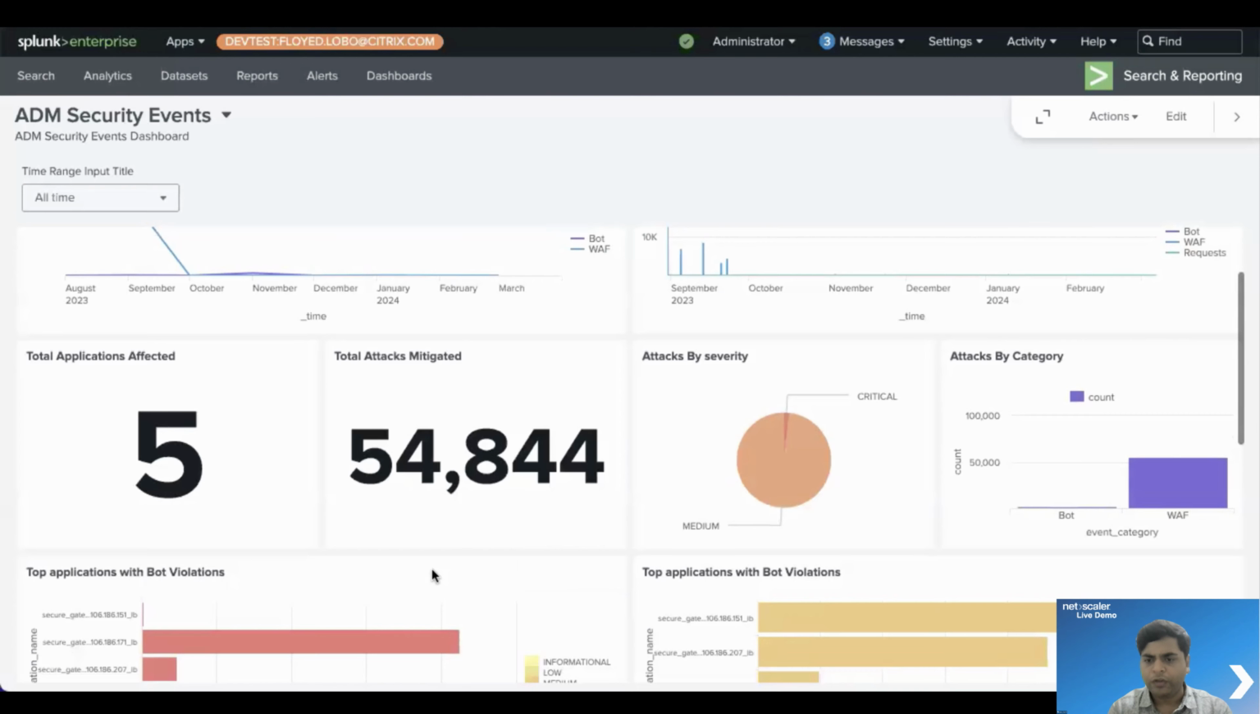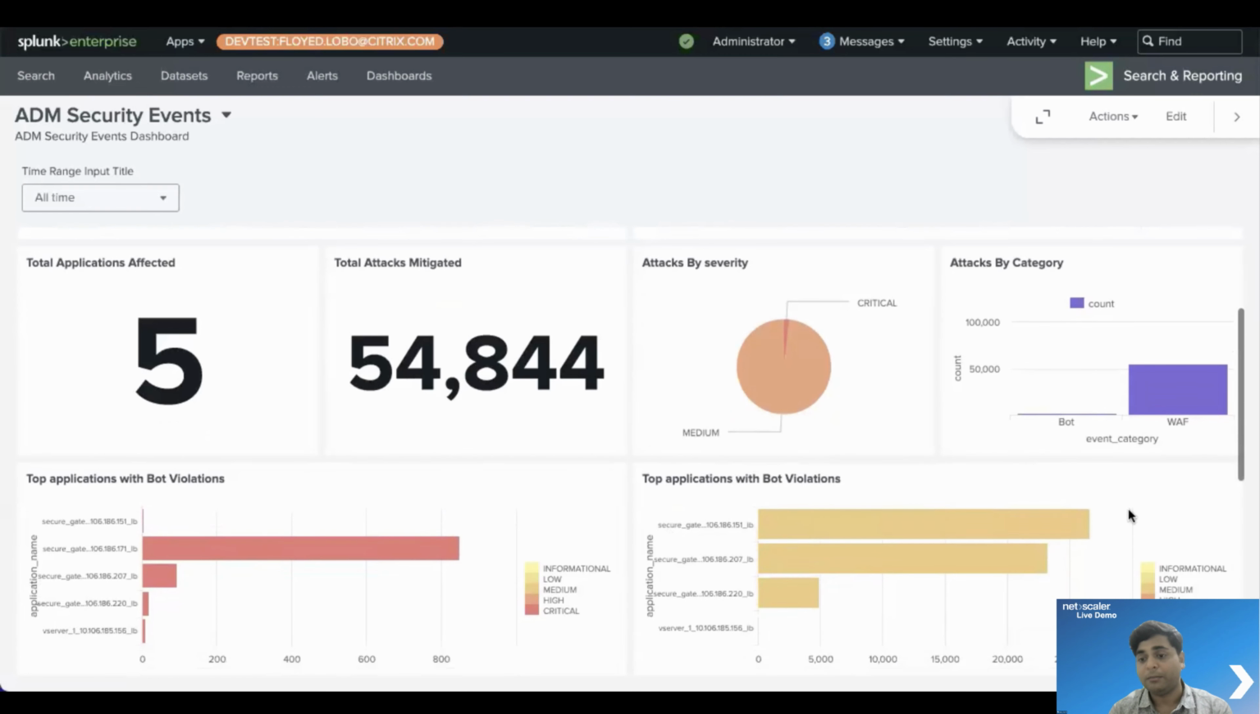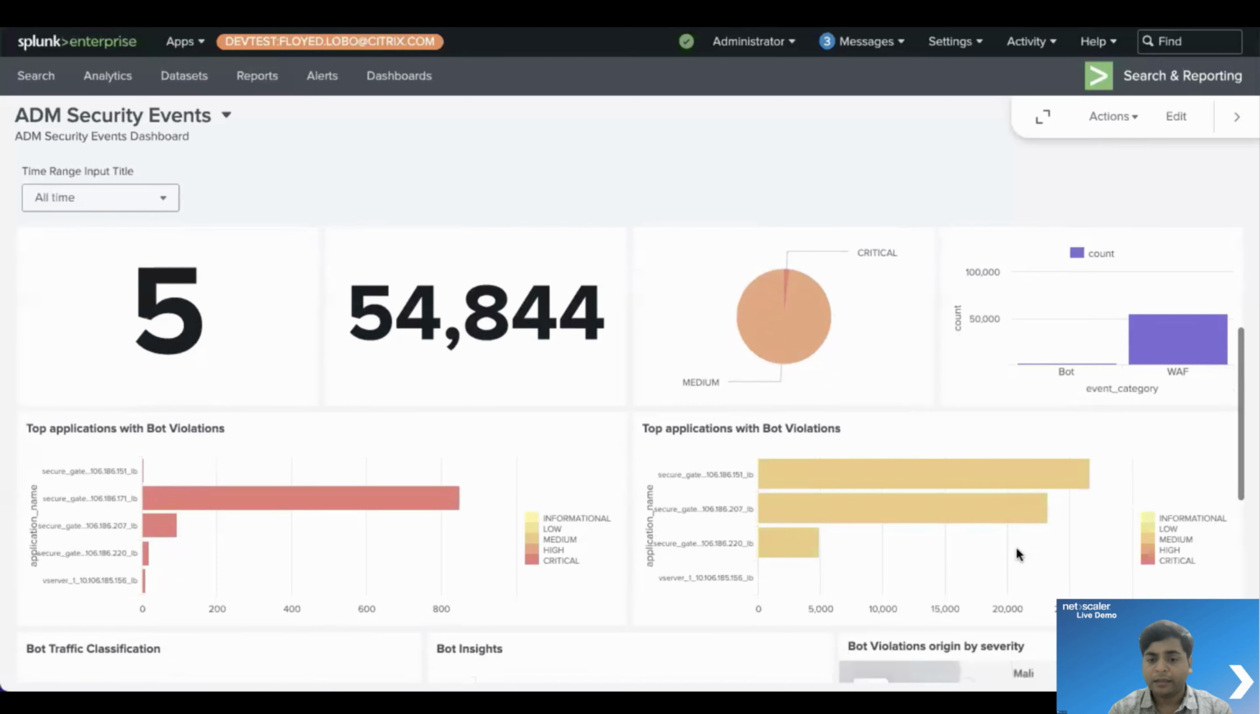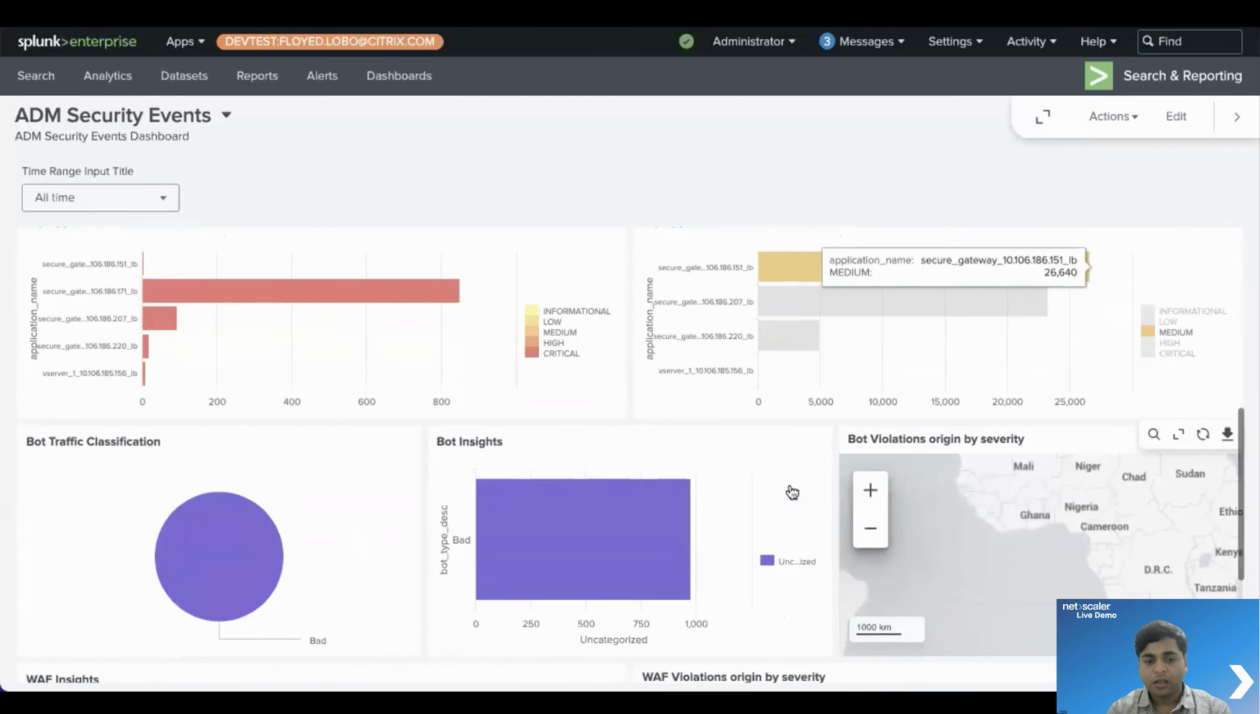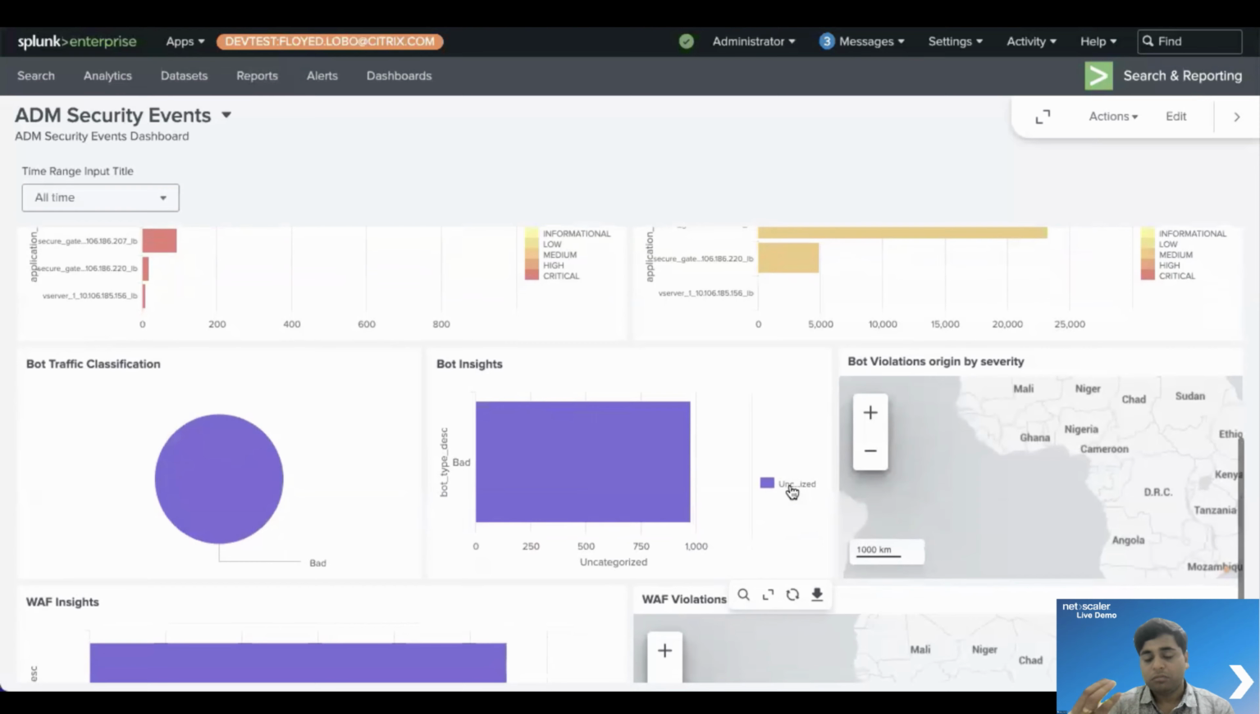And here we are providing the information on what are the different attacks which have happened, what was the severity, then what is the category, like is it a WAF or a bot attack, and then different applications based on their bot violations information is provided. So yes, this is a dense dashboard we have created looking at the need, but there are many more things that we are able to export.